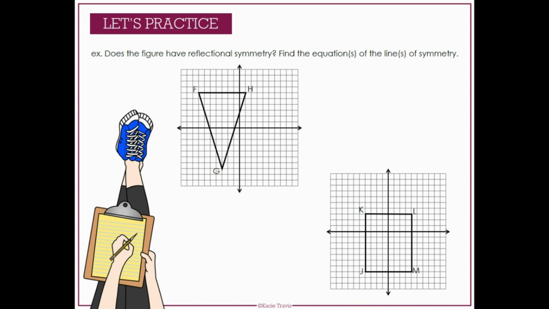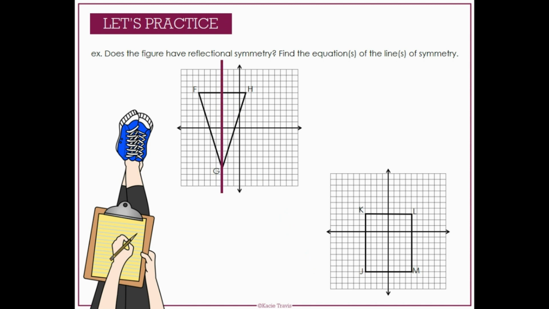All right, first one we got here is triangle GHF, and it's asking us, does the figure have reflectional symmetry? And they want us to find the equations of the line of symmetry. Okay, so first off, we got a triangle here. We got to look at our triangle and assess some things. Does this triangle have any lines of symmetry that we can basically reflect over and see one side matching up with the other? If you go down the middle, this triangle does in fact have one that I can see right now. One right here.